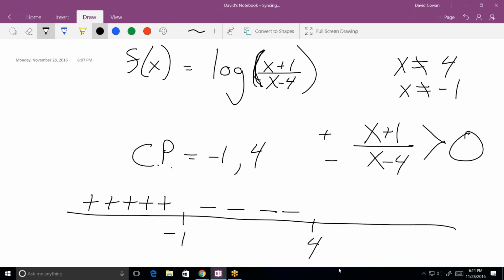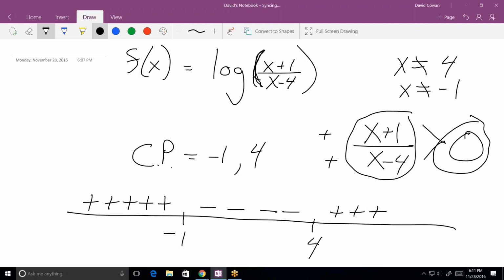Okay. Finally, you pick a number to the right of 4, like 5. Numerator is plus, the denominator is plus, plus divided by plus is plus. Now you have your solution. In other words, what we're looking for is for that to be greater than 0. Well, that's everywhere where it's a plus.